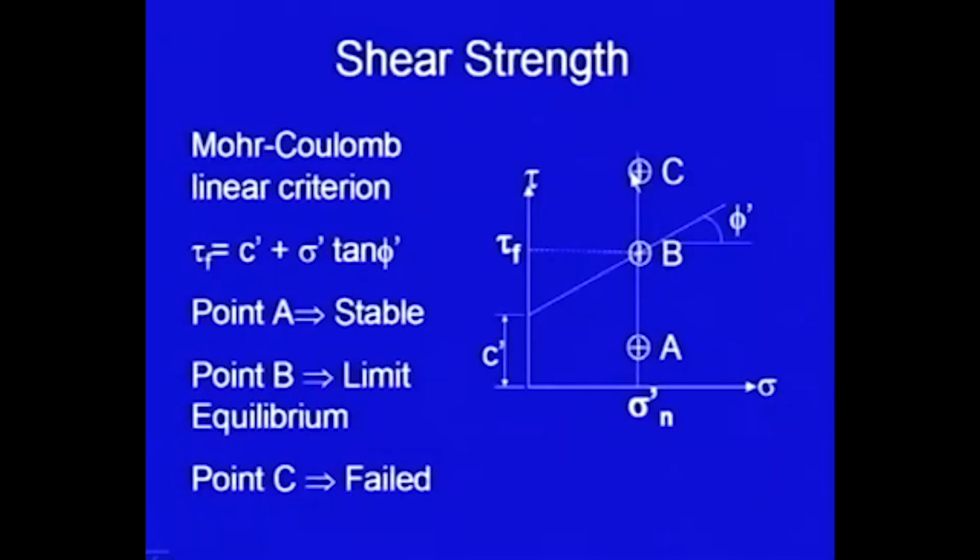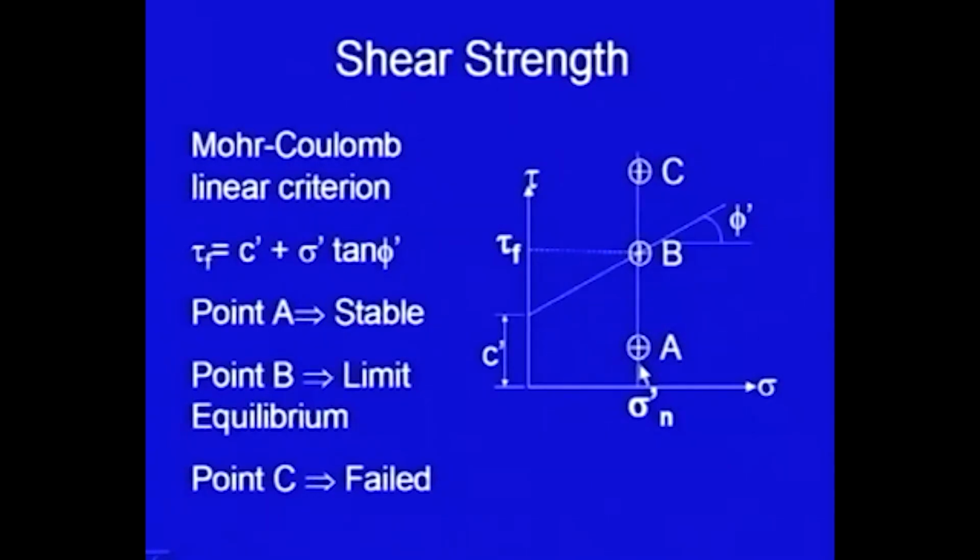Third point I have taken arbitrarily, here sigma n is maximum and correspondingly some tau value will be there. What do these points on this particular space mean? What do they represent? Now, look at the point A. Here, corresponding to this normal stress sigma n, the shear stress is this value. This value is less than tau f. So, point A will be stable.